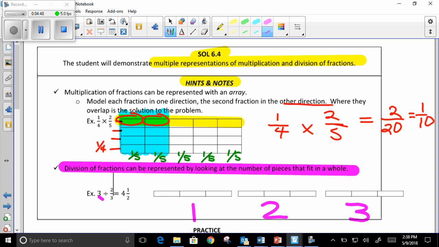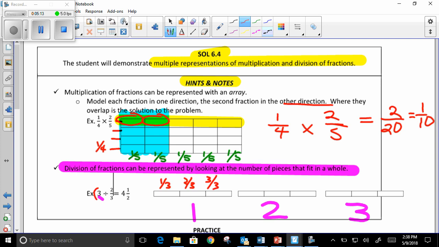3 holes. Now, they are divided up. Each one hole is divided into thirds. How do I know that? Because the denominator is in thirds. So 1/3, 2/3, 3/3 right here. Does everybody see that? 1/3, 2/3, and 3/3. That makes one whole. I have 3.